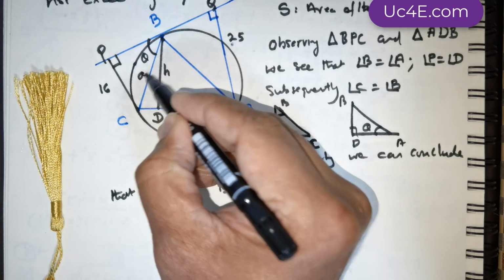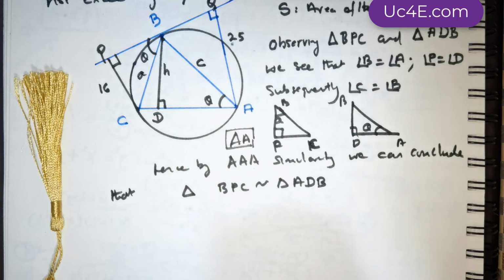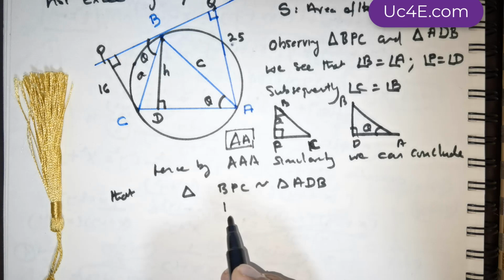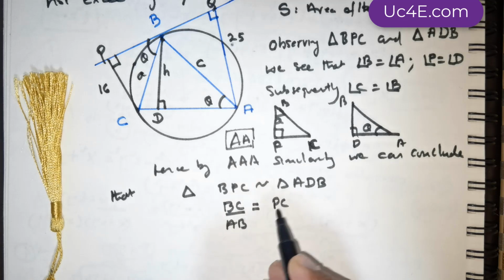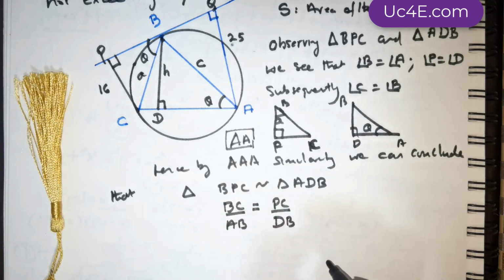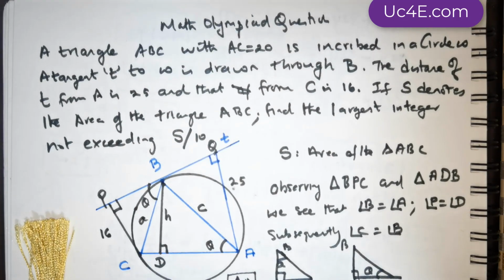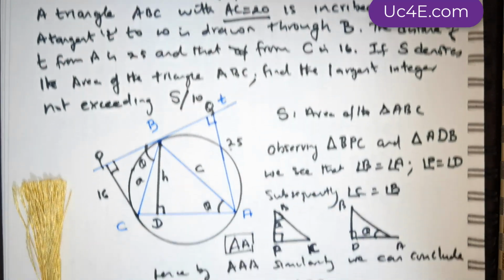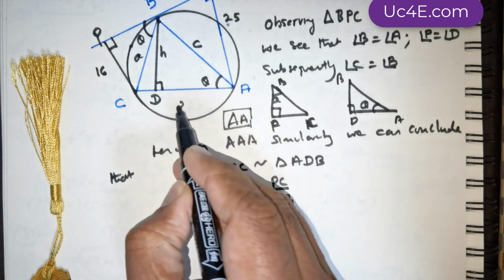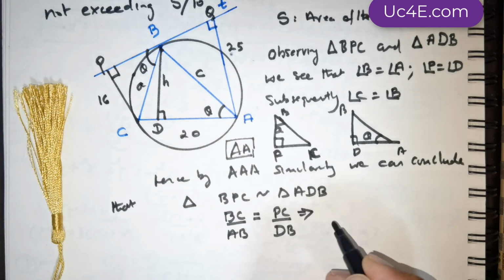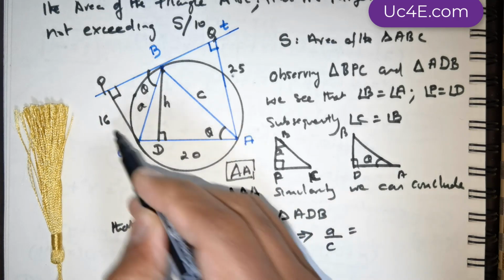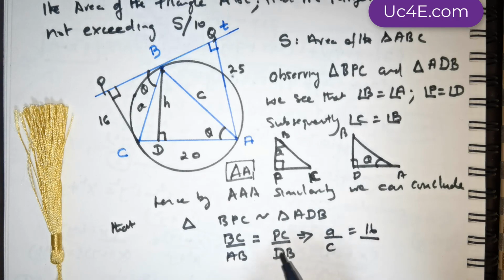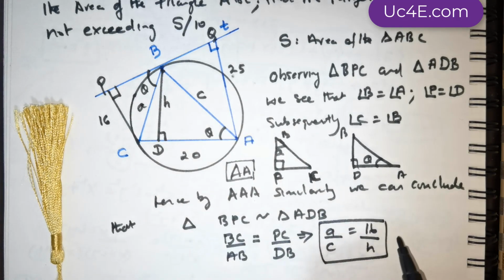That's the understanding. So now what I wish to do is take this distance to be some A and this distance to be some C. So from this fact, I can now rewrite BC divided by AB is equal to PC divided by DB. Now it is given that AC is equal to 20, so this entire distance is 20. If I substitute the values, BC is A and AB is C, PC is 16 and DB is H. So let me number this as 2.